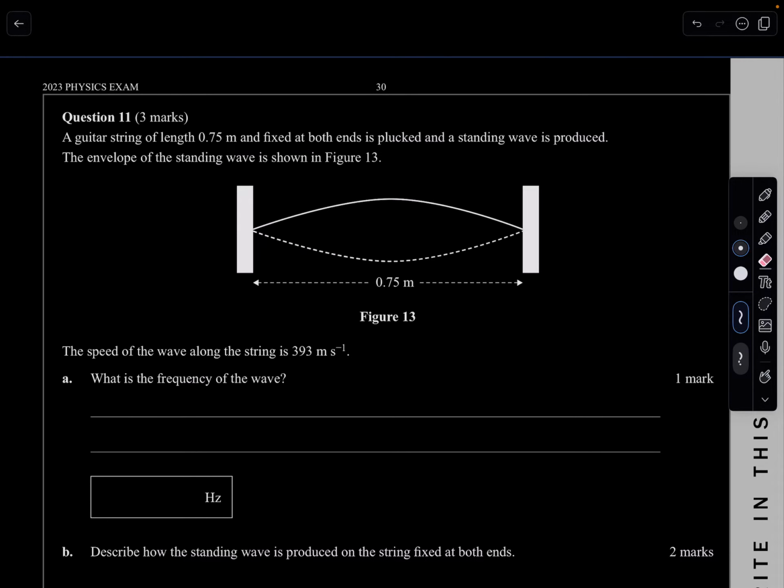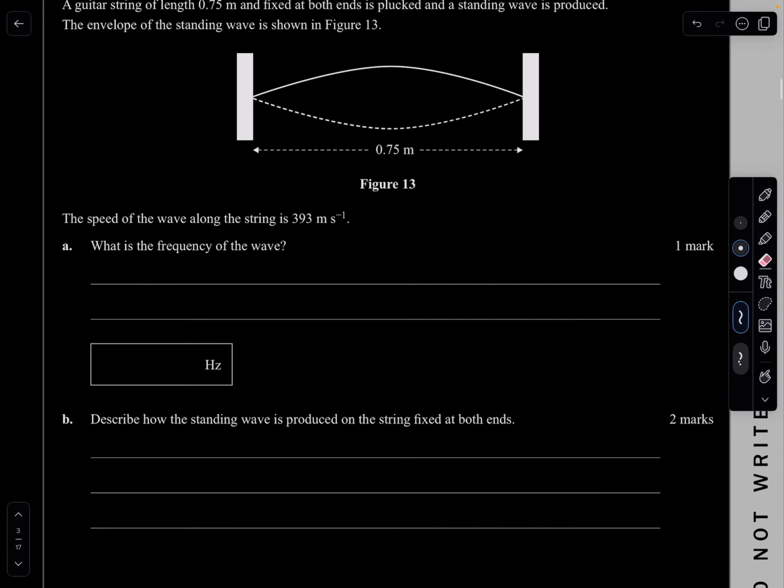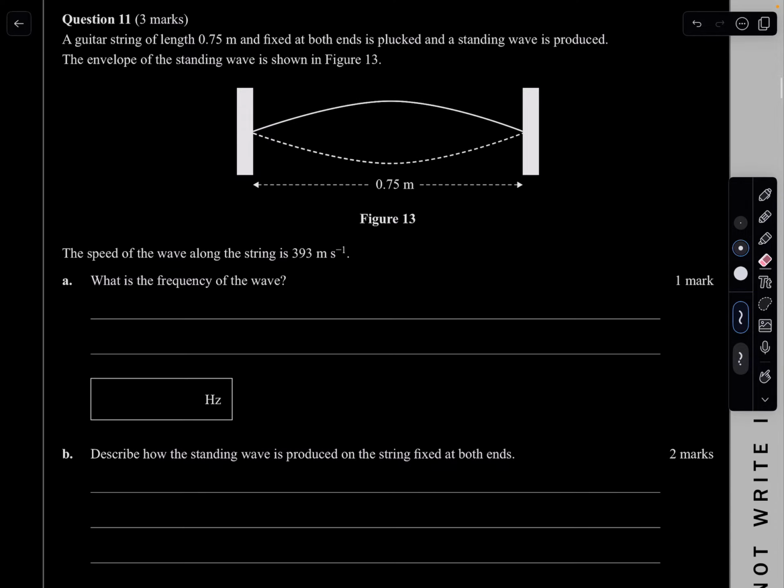Next question. Question 11. A guitar string of length 0.75 meters and fixed at both ends is plucked and a standing wave is produced. The envelope of the standing wave is shown in figure 13. The speed of the wave along the string is 393 meters per second. What is the frequency? Okay, so we know it's fixed at both ends.